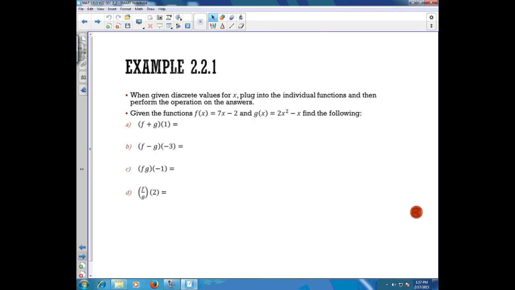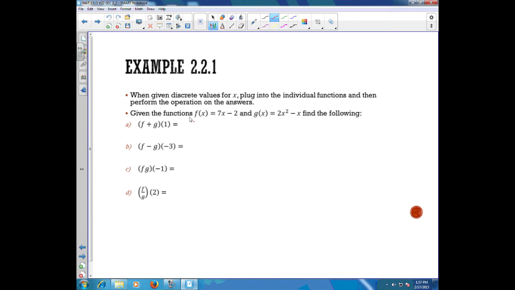So when we're given discrete values for x, when we're told what number x is, we can figure these functions out by just plugging the numbers into the individual functions and then performing the operations on the answers. So for example, if we're given f of x is 7x minus 2, and g of x is 2x squared minus x, we want to determine these next four things. Well, let's start with f plus g of 1.